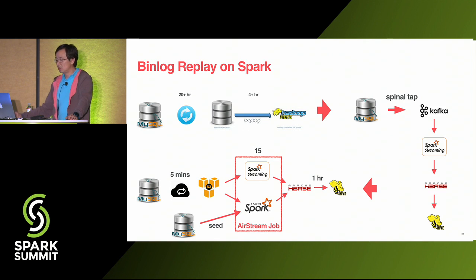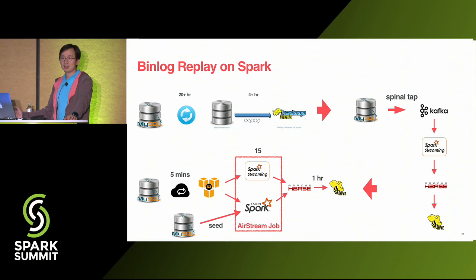This diagram illustrates the different versions of our solution over time. Our first solution: our MySQL database is an AWS RDS instance, so we take a snapshot, restore it to a replica, and then use Sqoop to dump the data into Hive, into HDFS. Because the database is really large, it takes over 20 hours just to restore the backup. Sometimes we hit an incompatible restore failure, and we don't even get a restore. So the whole process takes over 24 hours, which became a problem for us.